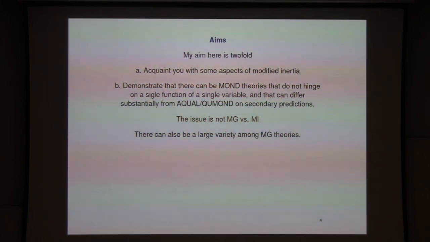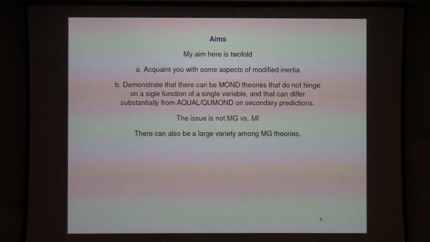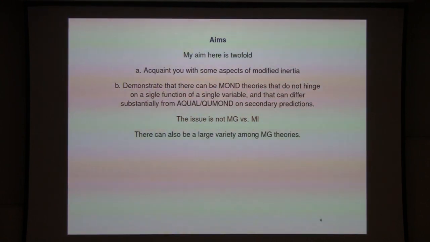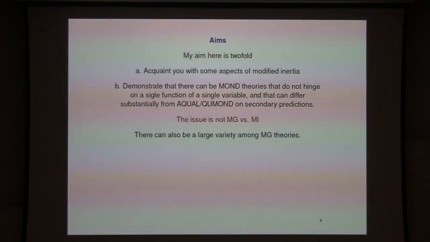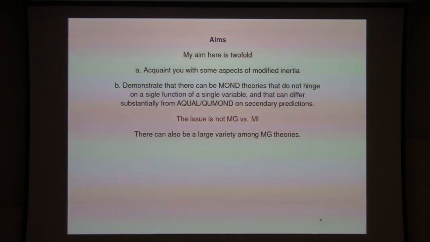The other is to use it as an example and demonstrate that there could be other theories, even at the non-relativistic level, even at the not so fundamental level, just as effective theories, that could produce very different results, different predictions. Now, I want to emphasize, because in recent months or even years, there was some apparent impression that the dichotomy is between modified gravity and modified inertia. So if it's modified gravity, it's clear what they predict, and if you want other predictions, you need to go to modified inertia. That is not the case. Even within modified gravity, there can be a variety and a disparity between different possible theories.